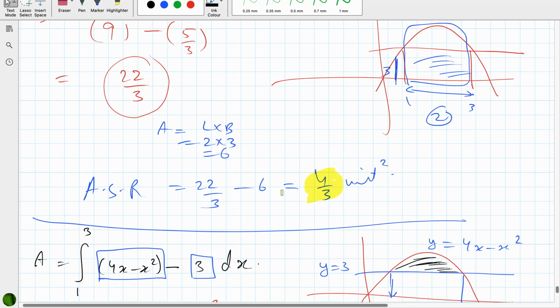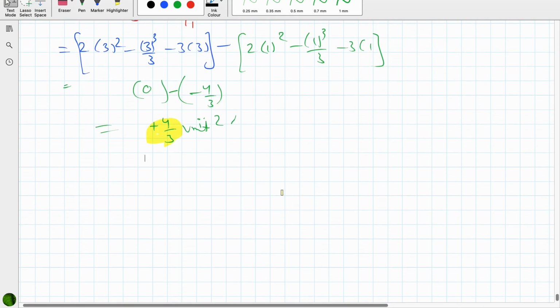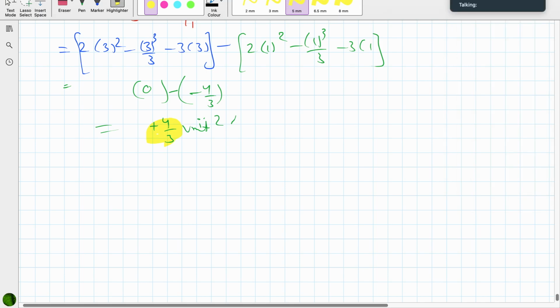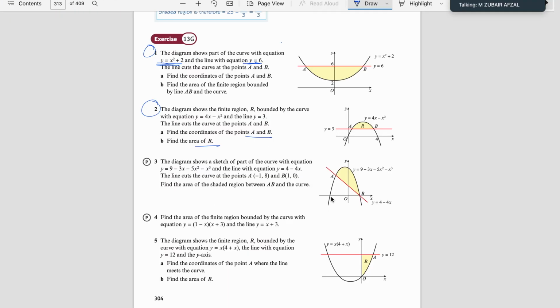Second, the same question you asked, 13G question 2. Okay. And now let's see if we find a different shape.